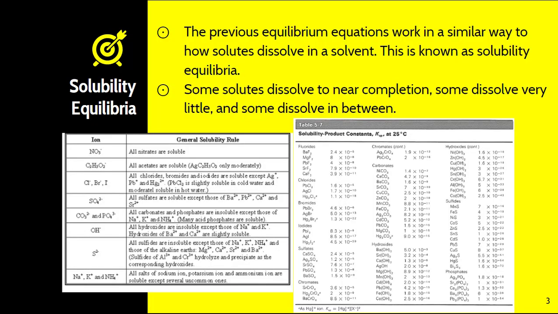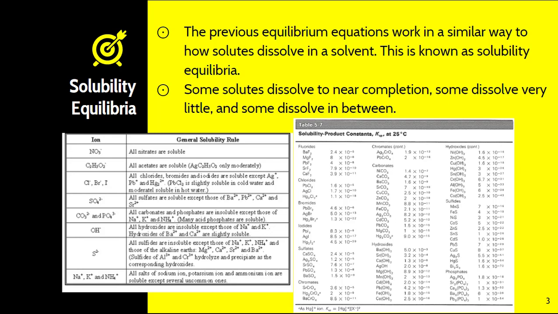So the previous equilibrium expressions that we've talked about work in a very similar way to how a solute dissolves in a solvent. This is known as solubility equilibria. Now, some solutes dissolve to near completion, like NaCl, for example. Some dissolve very little, like the ones that are listed as insoluble in the solubility rules on the left, and some dissolve in between. So we have a little bit of a confession to make. When we use general solubility rules and say something's insoluble, it's not truly insoluble, it's just very itty-bitty little slightly soluble. So there is a little bit of a difference here.